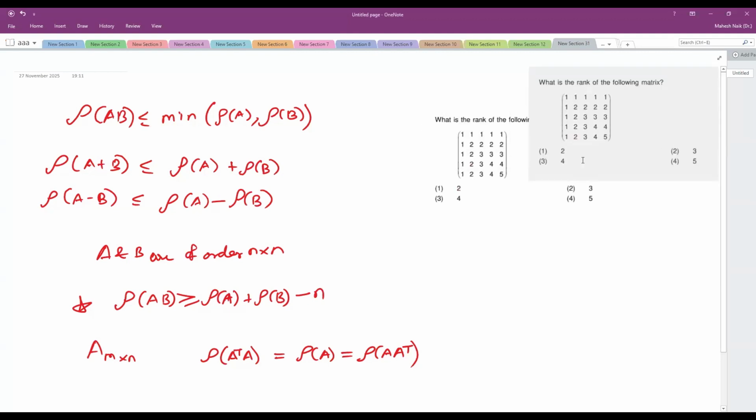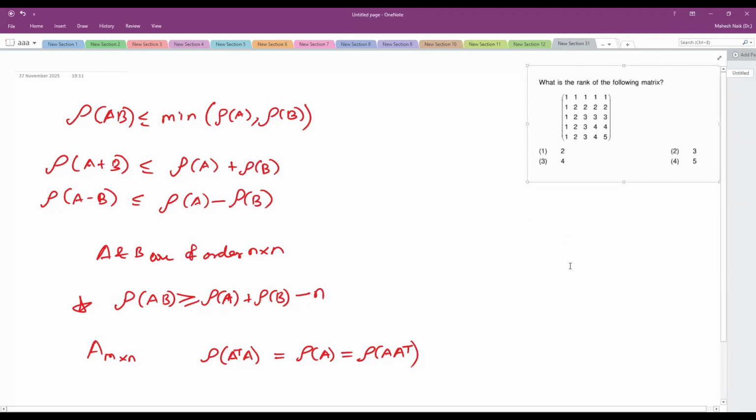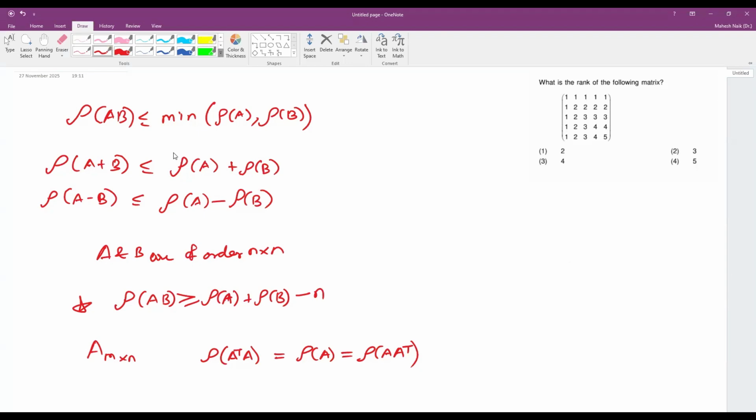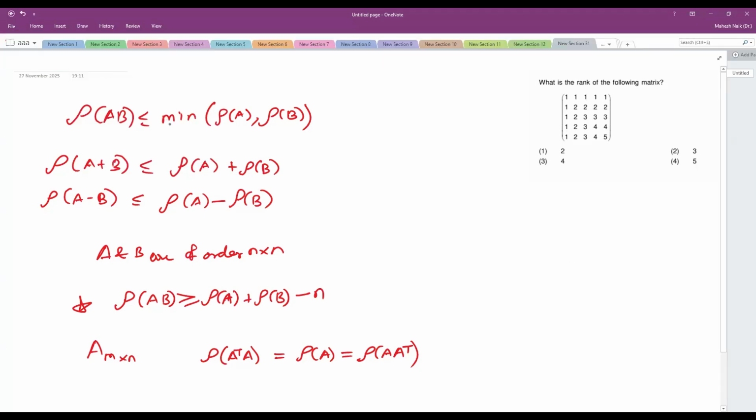Let's look at this example. We have this matrix of order 5 cross 5, and we want to check the rank of the matrix. Going with the technique of determinants will be lengthy in this case. So getting this matrix into row echelon form will be easier.